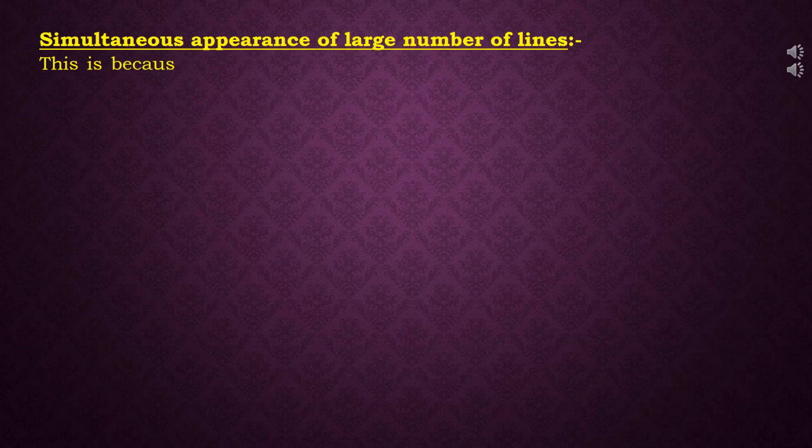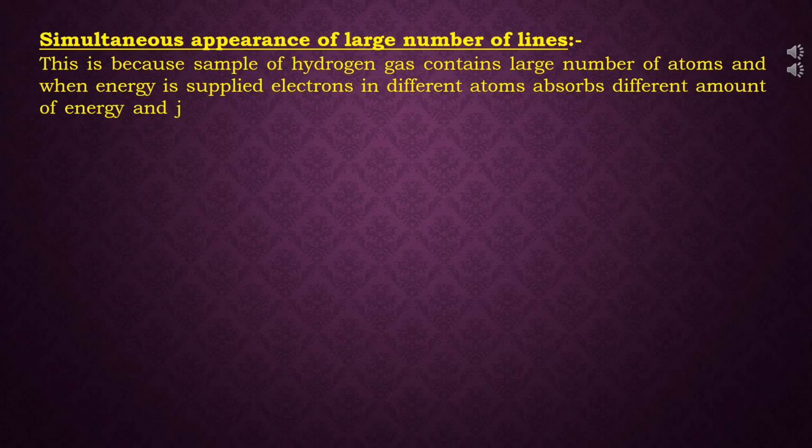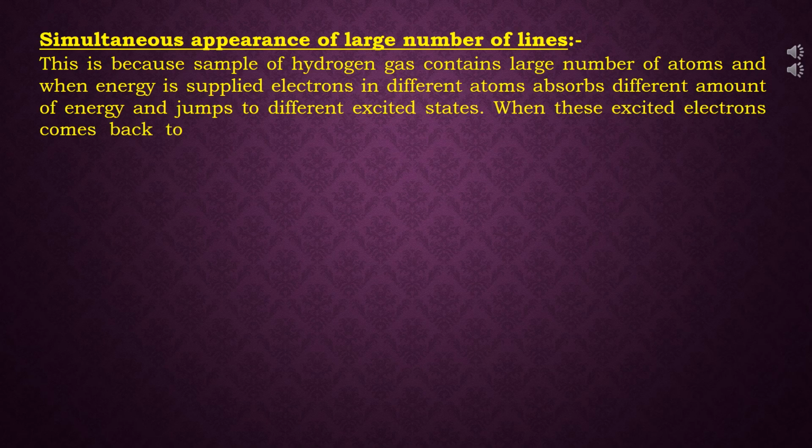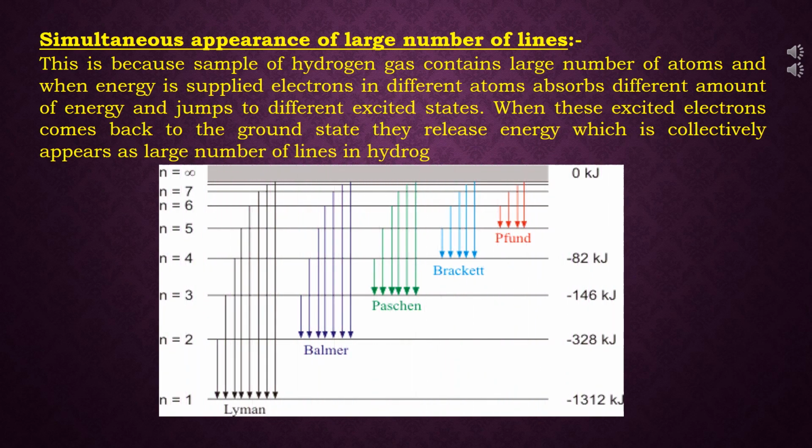This is because a sample of hydrogen gas contains a large number of atoms, and when energy is supplied, electrons in different atoms absorb different amounts of energy and jump to different excited states. When these excited electrons come back to the ground state, they release energy, which collectively appears as a large number of lines in the hydrogen atomic spectrum.